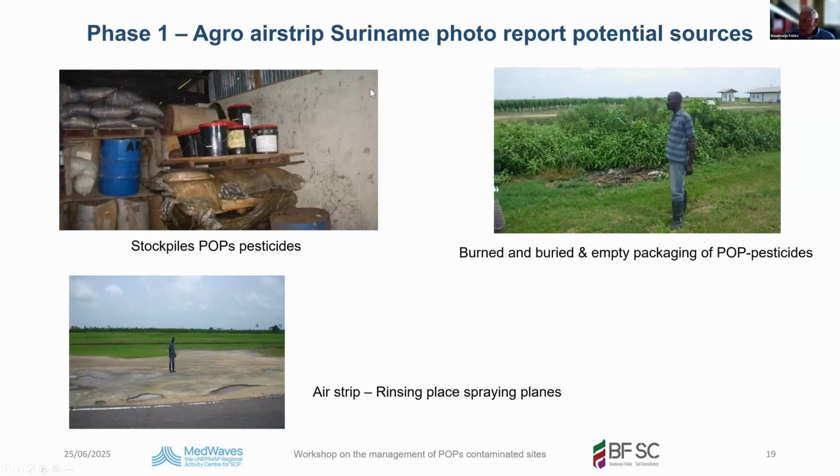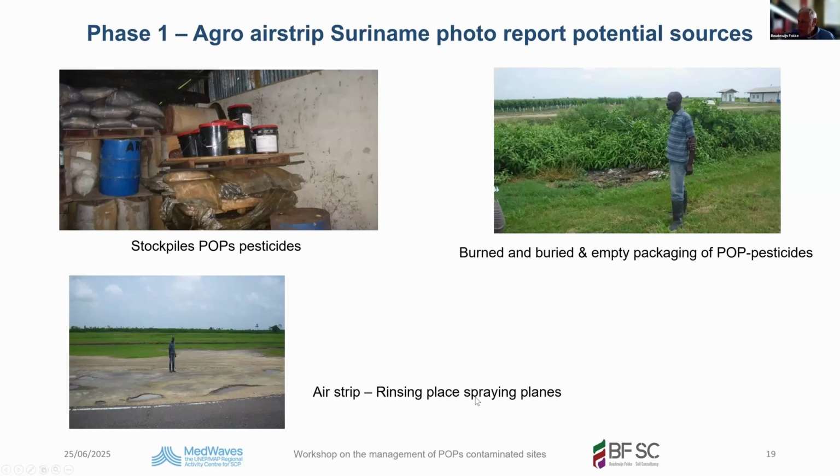Okay, these are photos from the photo report, and the photo report should have photos of the potential sources. This is another example from another country in South America. These are stockpiles. This is a stockpile of pesticide, and this is a potential source of contamination. This is buried, burned, empty packaging of pesticides, so a potential source. And this is an airstrip, an agro airstrip. This was a rice farm, and they used spray planes to put pesticides and fertilizers on their rice.